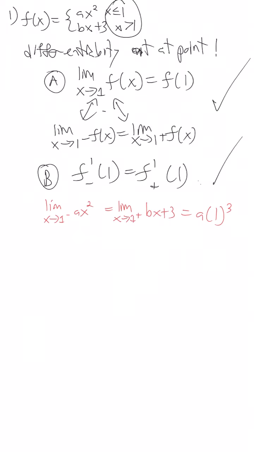So we begin with the continuity question. The limit as x approaches 1 from the left of f of x has to equal the limit as x approaches 1 from the right of f of x, which has to equal f of 1. I've written that out here. Now using plug and chug, what do you get? You got a. Using plug and chug over here, what do you got? You got b plus 3, and here you just got a. So a equals b plus 3 is our first condition.